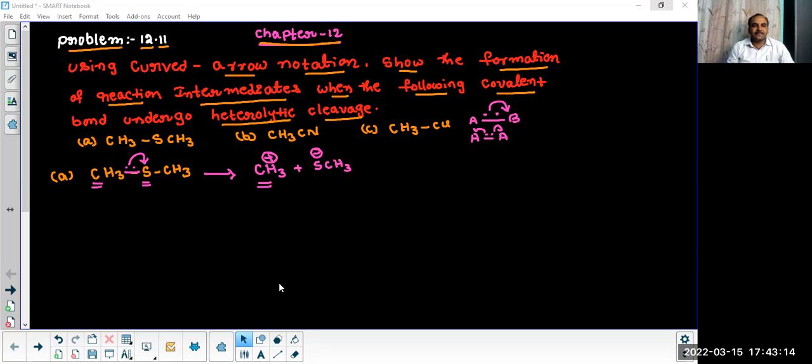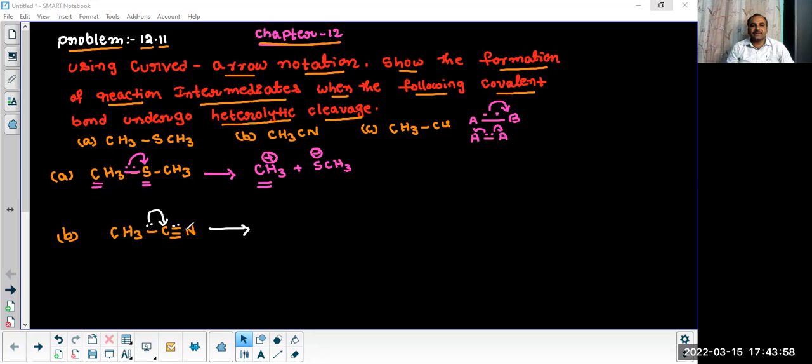And the second one, B, CH3 C triple bond N. This undergoes heterolytic cleavage. Here the bonded electrons are there. Here also the bonded electrons are present. This carbon atom is bonded with the carbon. Compared to the carbon atom, the nitrogen atom is more electronegative. So this nitrogen atom accepts the electrons. These two electrons will be shifted to here.